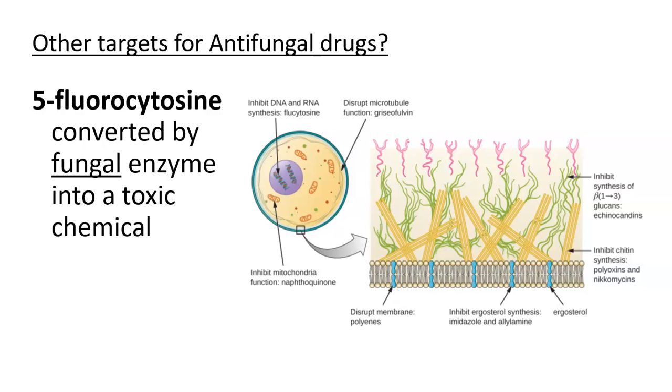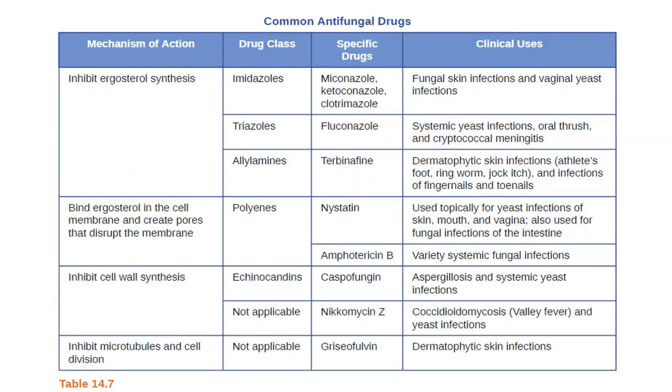So here, the administration of the drug isn't going to cause problems to us, but in a fungus that absorbs the drug, it's actually going to take what's known as the prodrug and convert that into the toxic chemical there. So really kind of an interesting thing, because that'll interfere with DNA replication and ultimately protein synthesis inside of the cells there.